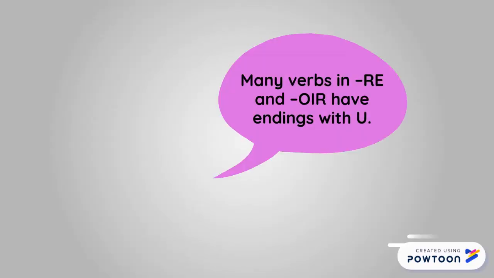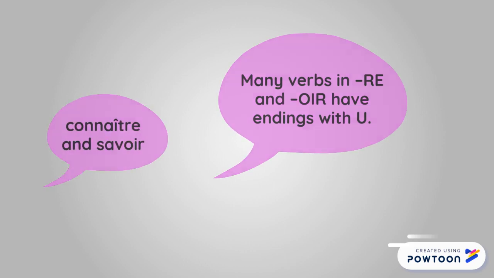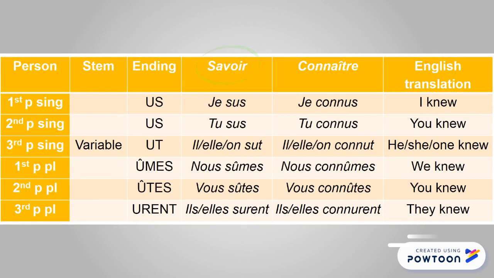Many verbs in RE and OIR will have endings with U. For instance, connaître and savoir. Savoir, je sus, tu sus, il, elle, on sut, nous sûmes, vous sûtes, ils, elles surent. Connaître, je connus, tu connus, il, elle, on connut, nous connûmes, vous connûtes, ils, elles connurent.